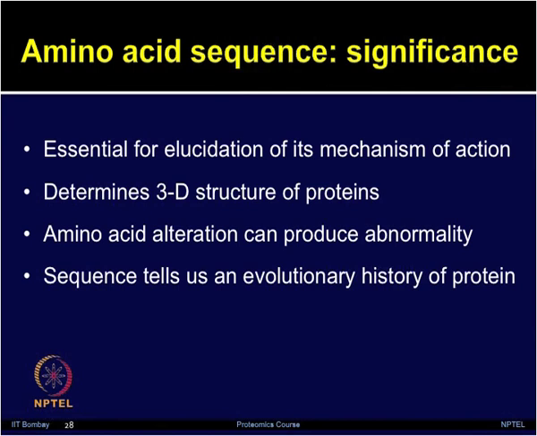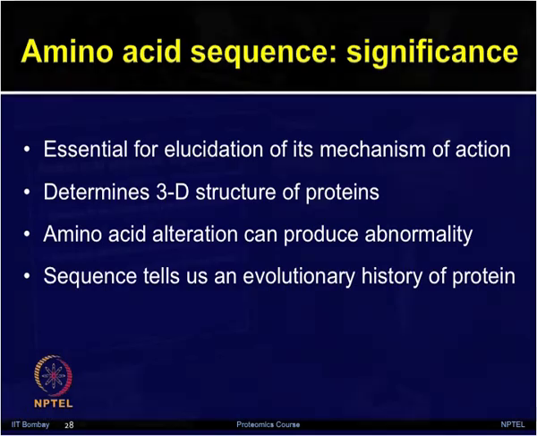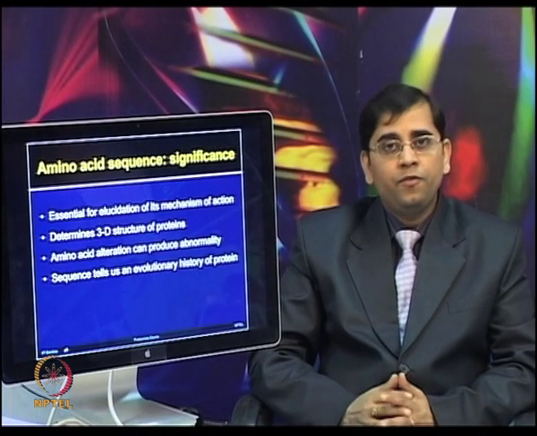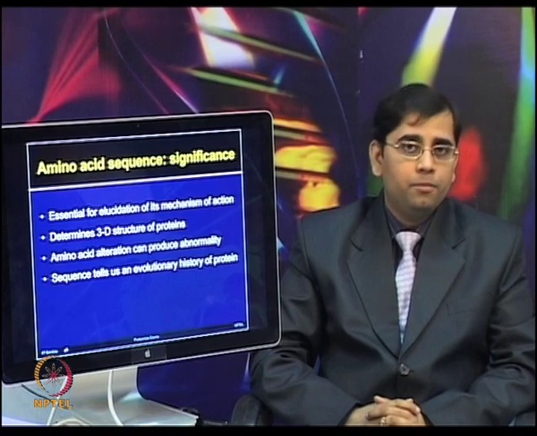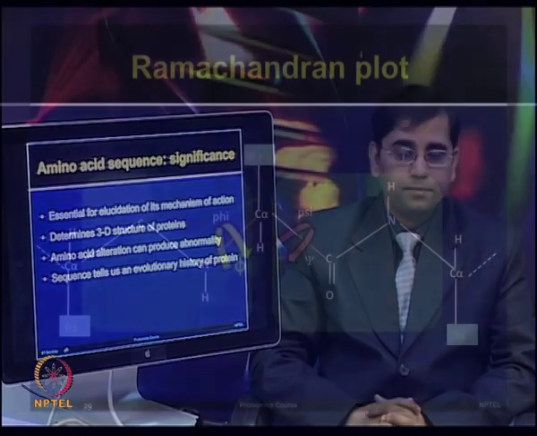Amino acid alterations can produce various types of disease abnormality. For example, in cystic fibrosis, a change in only one amino acid can give rise to the abnormality. And these amino acid sequences can also tell us various evolutionary aspects of the protein. So, various types of information can be obtained from the amino acid sequence.